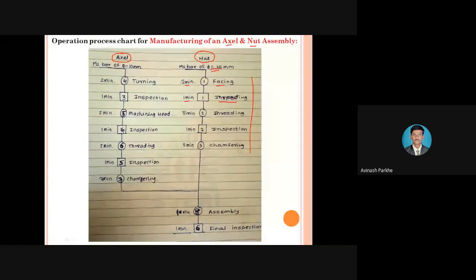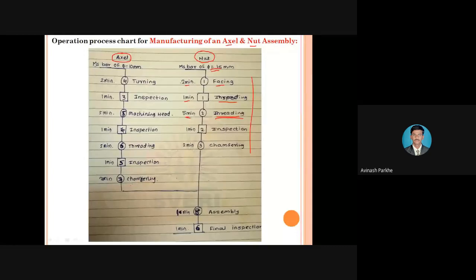Then after the inspection, again I am doing an operation. An operation is represented by the circle. Therefore, at the center, now the second symbol is there. After the first operation, facing, we are performing the second operation as threading. So the second operation is represented in the form of a circle, and at the center we have written 2. That 2 represents that the second operation is performed on the raw material. At the right side, which operation? Threading. How much time? 5 minutes are required for the threading operation.